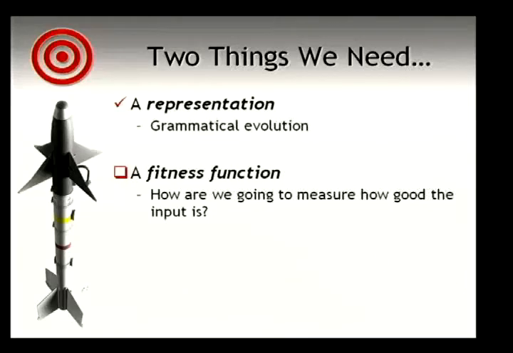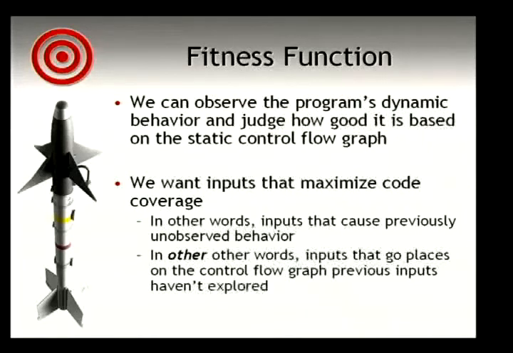So now we have the representation, which is grammatical evolution. We solved that problem. The other thing we need is the fitness function. How are we going to measure how good the input is? Remember that problem. So we can observe the program's dynamic behavior. When we put an input in, we can watch what happens with the program and judge how good our input was based on the static control flow graph. We want inputs that maximize code coverage. In other words, inputs that cause previously unobserved behavior. In other words, inputs that go places on the control flow graph previous inputs haven't explored.